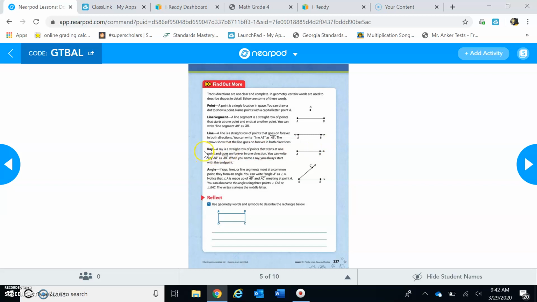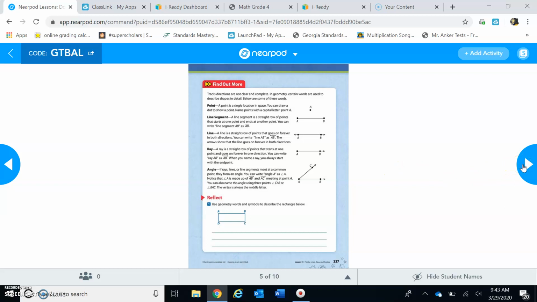All right, let's look at ray. A ray is a straight row of points that start at one point and goes on forever in one direction. All right, let's look at our picture of a ray. It's a line. On one end, it has a point, which means it's going to stop right there. But on the other end, it has an arrow, which lets you know it's going to continue to go on and on and on forever.